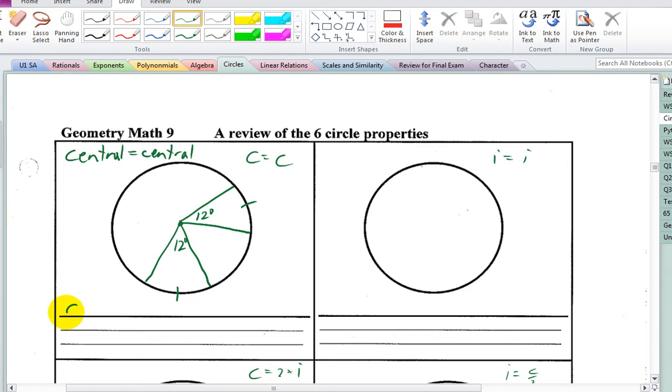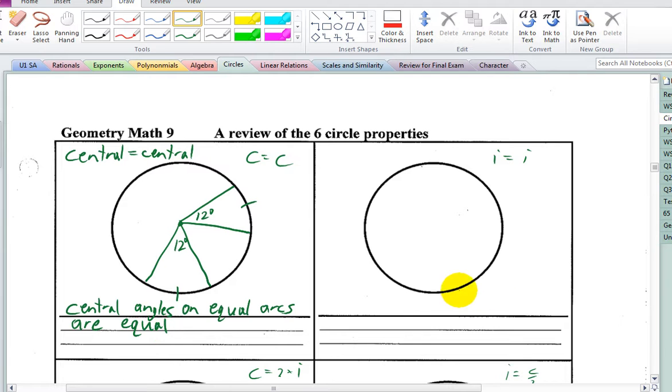So central angles on equal arcs are equal. Okay, so this is a good study guide for us.